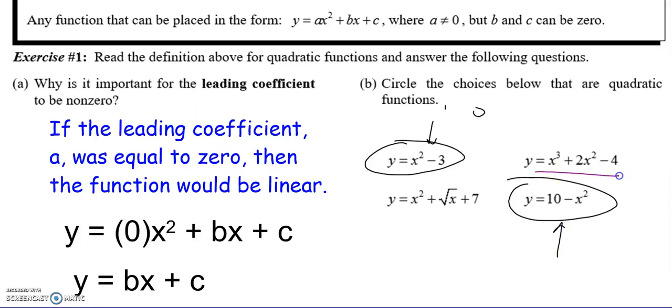This one here is not quadratic because you can't have the third term. The highest thing you can have is a degree of 2. And this one, even though we have the x squared, we can't have this. This is actually x to the 1/2 power. Remember, polynomials have whole number exponents. So this is not a polynomial, so it's not a quadratic.